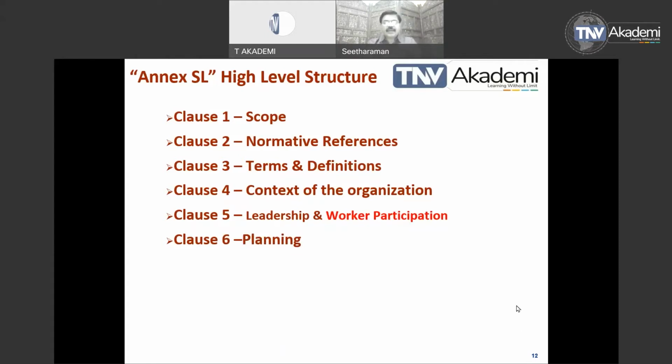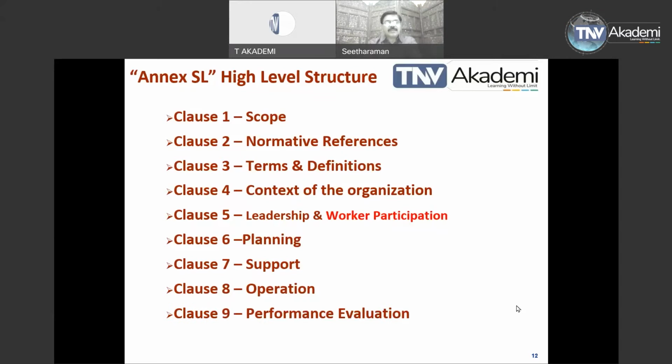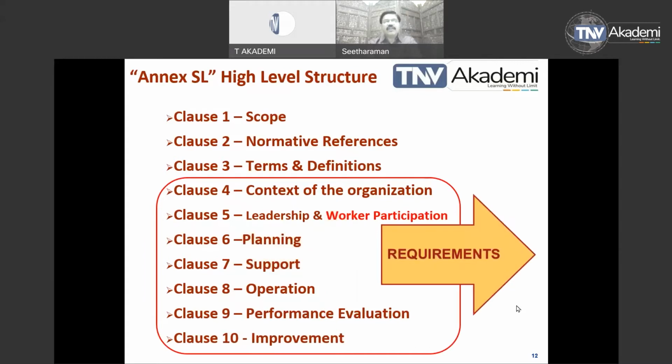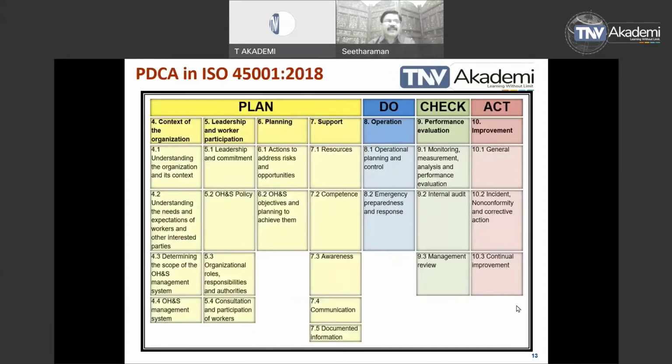Then the planning part, the support to implement this effectively, the operation of this occupational health and safety management system, performance evaluation, which is the checking mechanism, and then the improvement. Wherever we find non-conformances, we take corrective action and then improve our safety performance. Now clauses 4 to 10 are the clauses where requirements have been specified, which we need to fulfill for a successful audit. That is what auditors will be looking for under each clause: what type of requirements have been implemented and fulfilled by the organization.